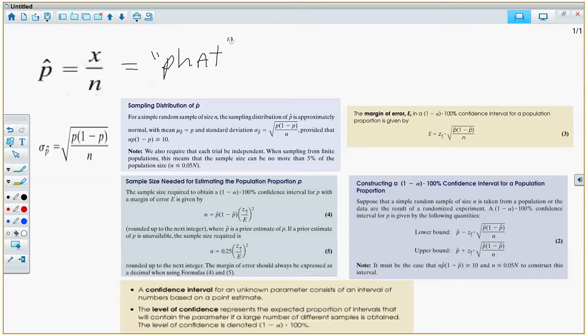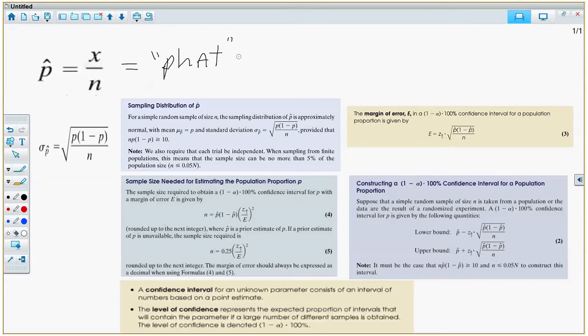Now, a lot of people say, well, it's not that complicated. You just put that X over N. Yes, that's true. If you have 500 people that you surveyed and 300 say that they have blue hair, then that'd be 300 over 500. It's a simple ratio.